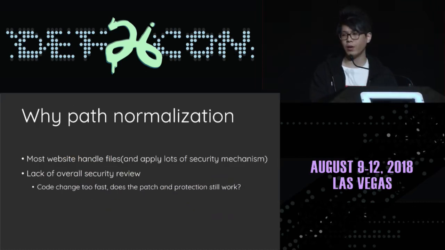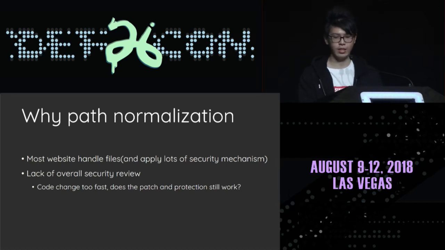So back to our topic, why do I target path normalization? Because most websites handle files. Although path traversal is an old problem in many web applications, that is also a plus, with lots of protections and bypasses. As I mentioned before, there are lots of dangerous patterns, so if you can find the difference between the check and the use, you can bypass the protection. Another reason is that in large projects, the code changes too fast and lacks an overall security review. For a new commit, is there any side effect or bypass of existing security mechanisms? Who knows?